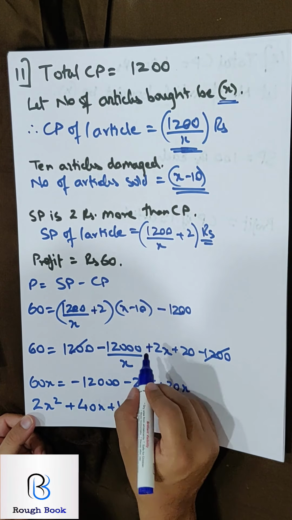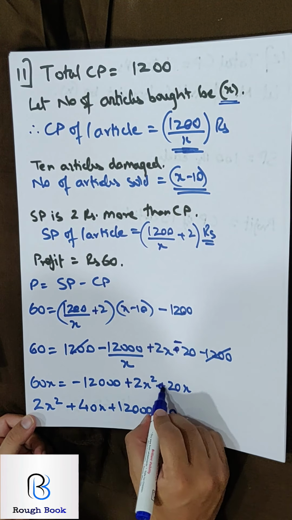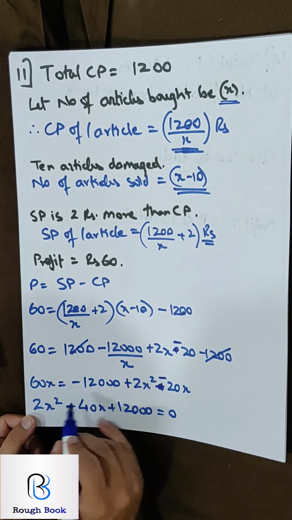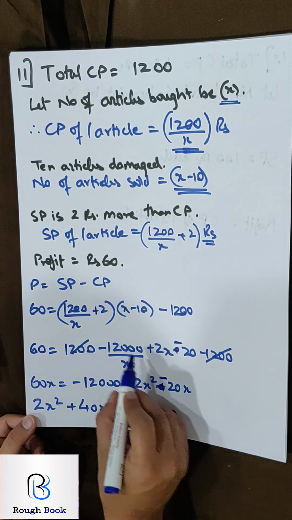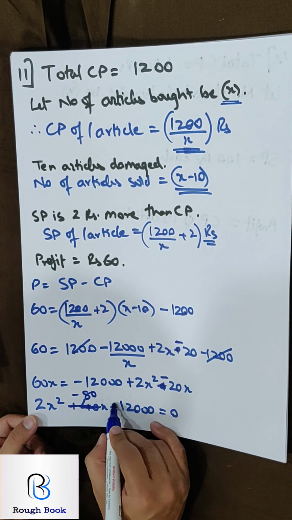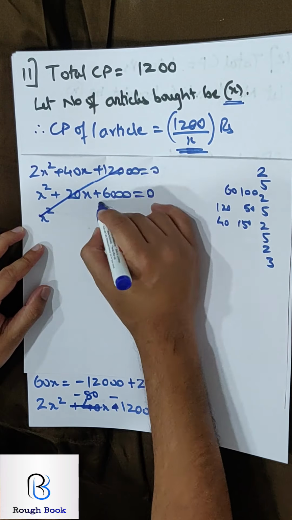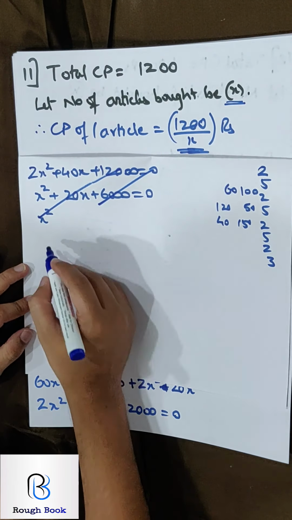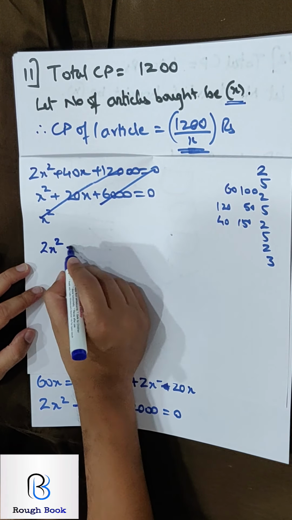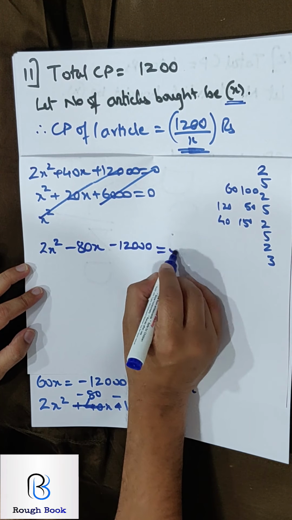So when you open, this becomes plus, plus into minus, minus. So this will be plus, this will be minus. So I'll get 2x square keeping here only, 60 coming here, so negative 80 this will be, and this will be negative 12,000. So basically this part is wrong which I wrote over here. So I'm writing it again. So it will be 2x square minus 80x minus 12,000 equals 0.